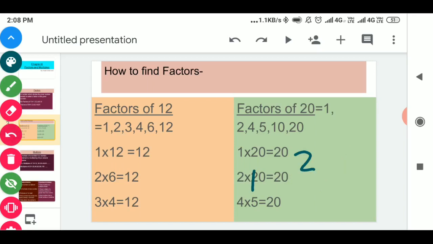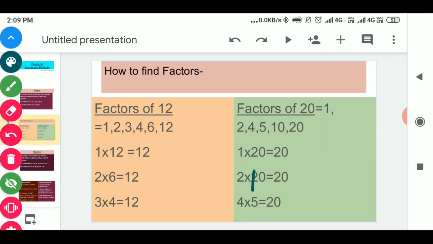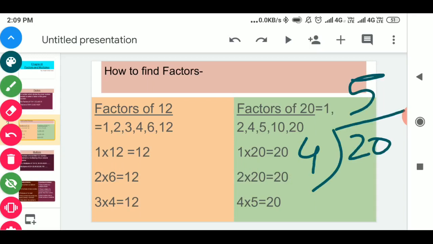Similarly, after 2, when you take 3, you cannot divide 20 by 3. So 3 will not be a factor. We take the next number after 3, which is 4. When you divide 20 by 4, it goes 5 times. 4 fives are 20. It means both 4 and 5 are factors of 20.